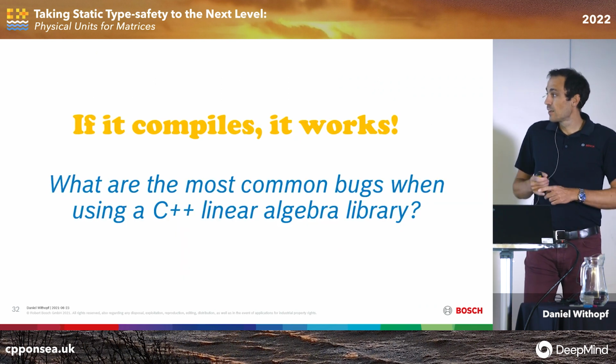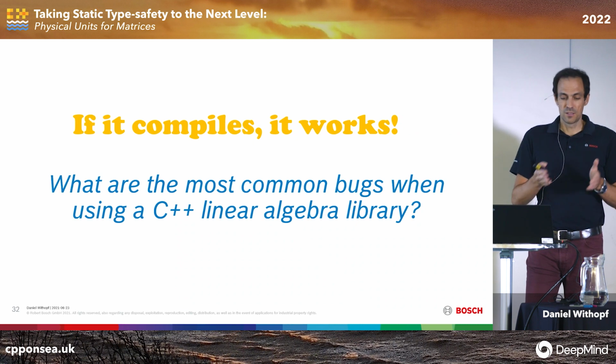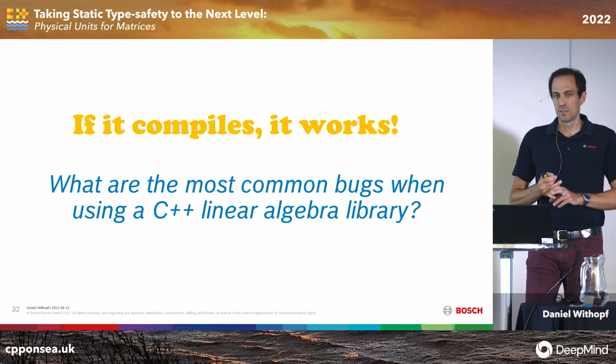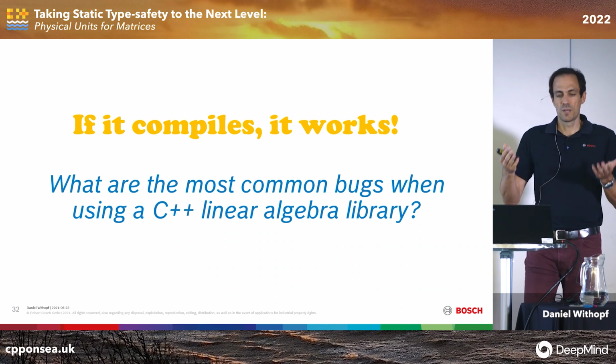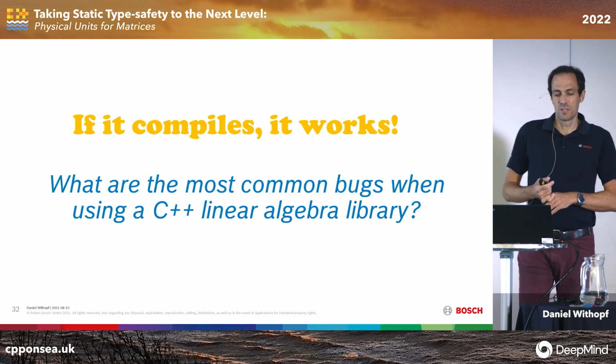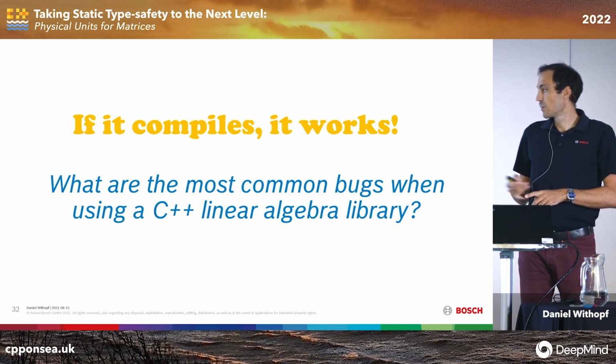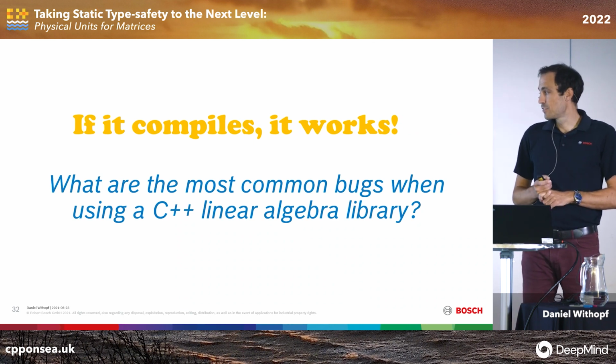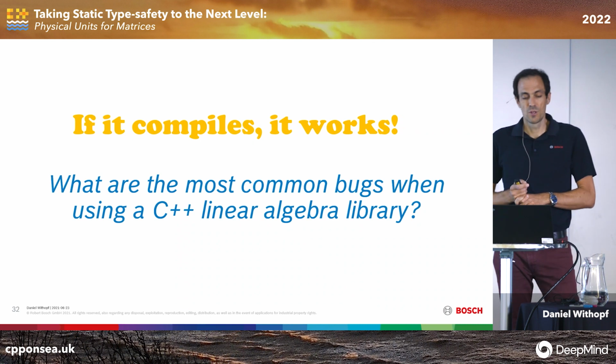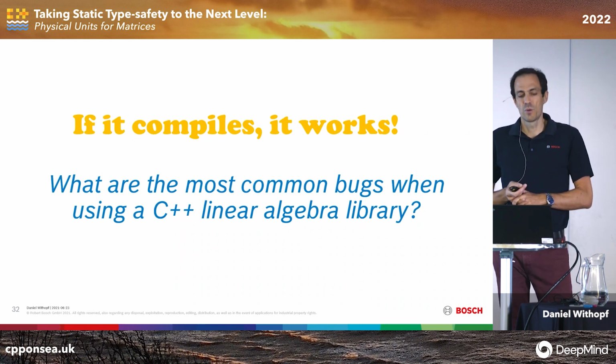Now we've applied that slogan, if it compiles, it works. Until now, we've mainly applied it to the physical and mathematical part of the problem space. But of course, we're in C++, we're implementing a C++ library. So it's also possible to have bugs introduced by implementing something in C++. Now, question, I'm not sure how many of you have worked with linear algebra libraries before. Does anybody of you know what are the most common bugs when you work with linear algebra libraries?